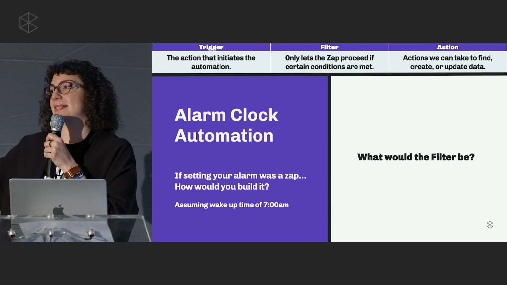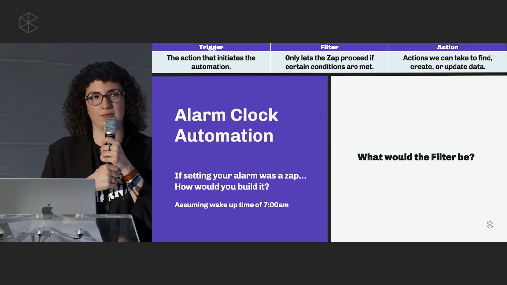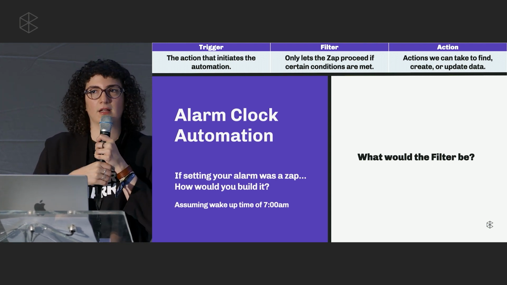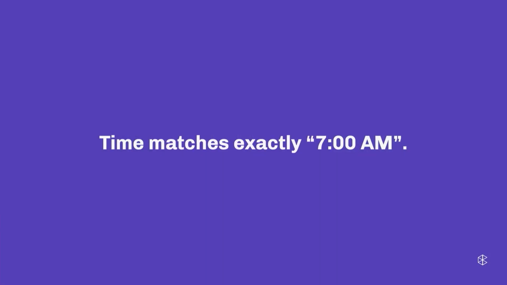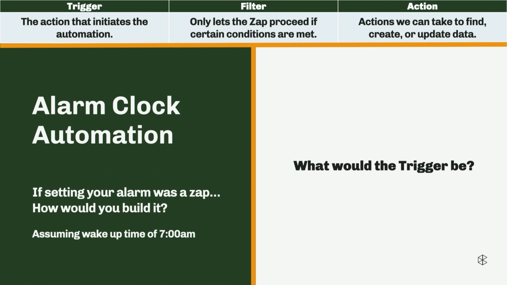If you're waking up at 7 a.m., assuming you're waking up at 7 a.m., what is the filter? 7 a.m., exactly. Just like we don't want to get a text message for any new matter in Clio, we just want to get it when there's a new family matter created. So yeah, time matches exactly 7 a.m. All right, with that in mind, what do we think the trigger is?